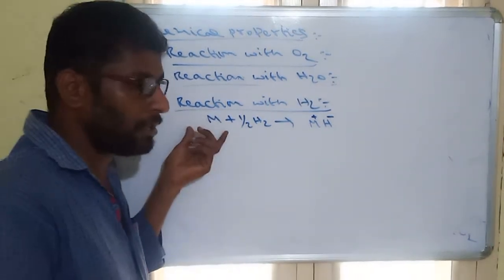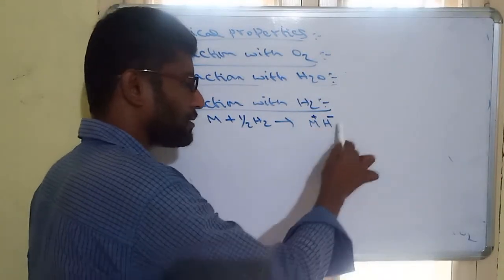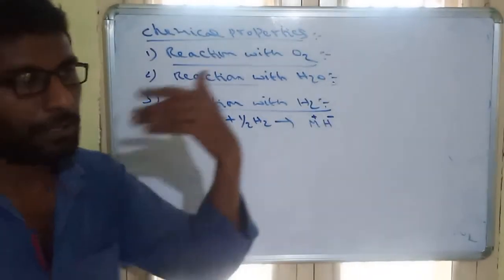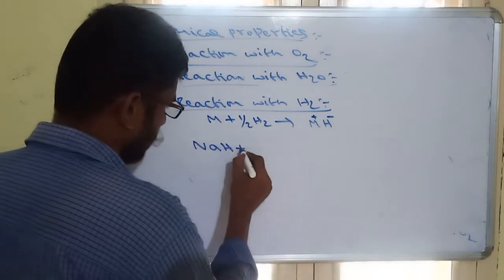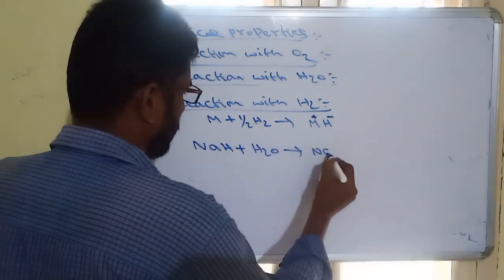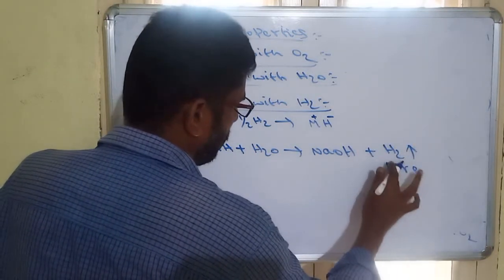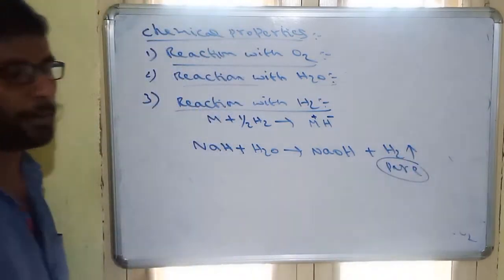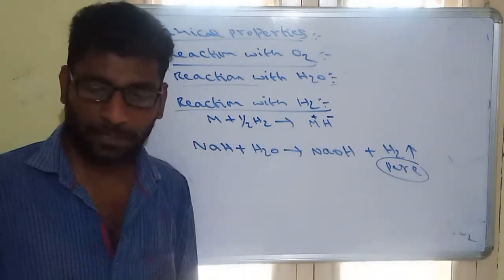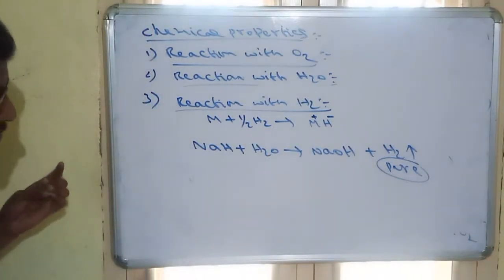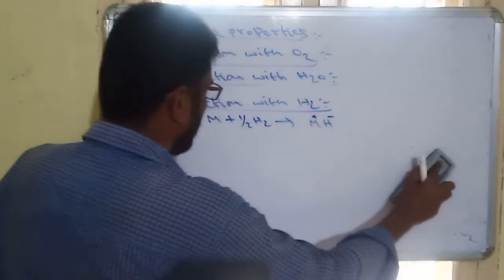But we are studying S block elements, and S block elements form ionic hydrides. These ionic hydrides can be easily hydrolyzed, releasing hydrogen gas. Suppose we take sodium hydride. On hydrolysis, we get NaOH plus hydrogen gas. This hydrogen is called pure hydrogen. So pure hydrogen can be prepared by hydrolysis of metal hydrides. Ionic hydrides on hydrolysis produce pure hydrogen. This reaction is most important, and it will also come in the hydrogen chapter. So that is the reaction with hydrogen.